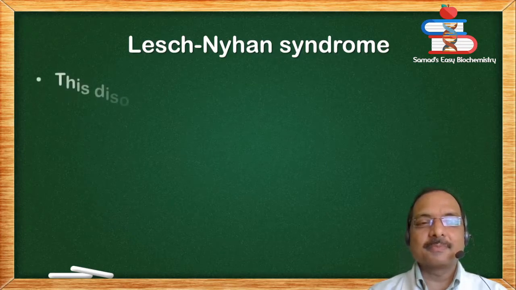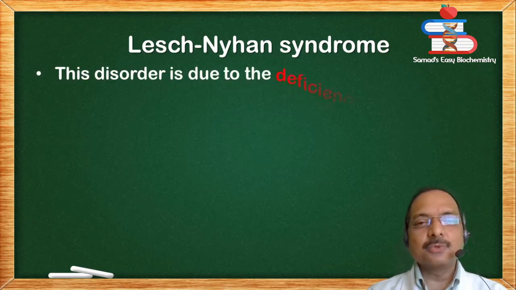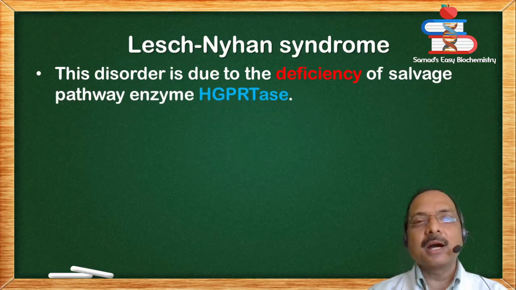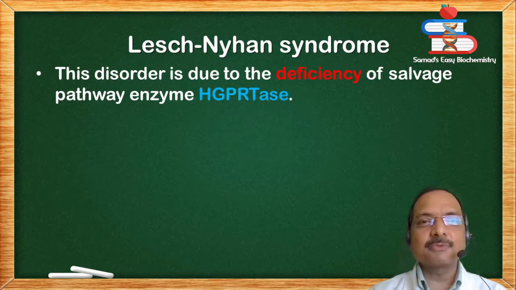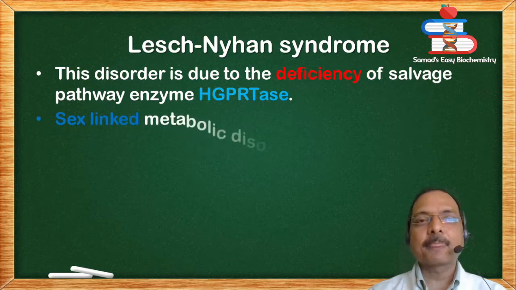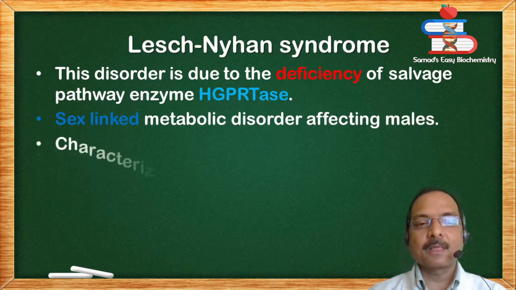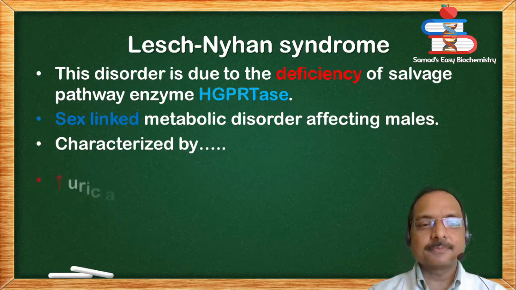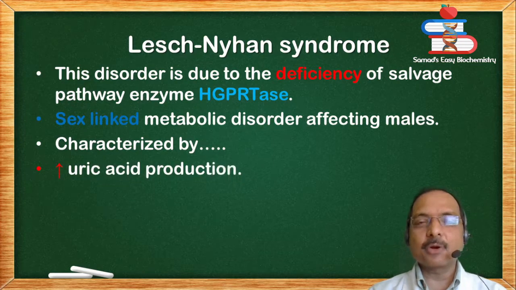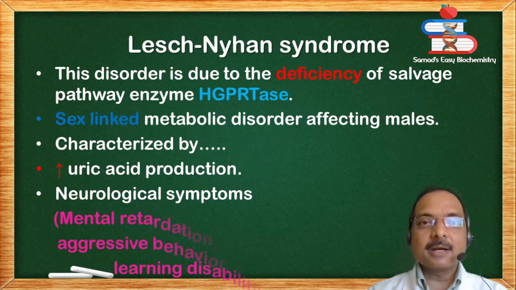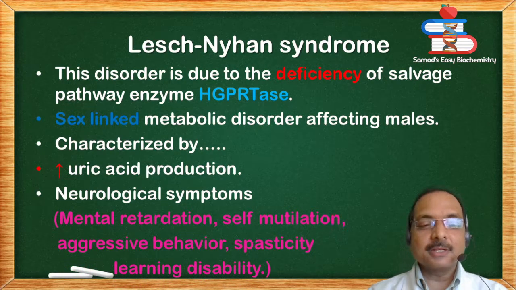Lesch-Nyhan syndrome. This disorder is due to the deficiency of the important salvage pathway enzyme hypoxanthine guanine phosphoribosyl transferase, or HGPRTase. It is a sex-linked metabolic disorder affecting males. It is characterized by increased uric acid production, neurological symptoms like mental retardation, self-mutilation, aggressive behavior, spasticity, and learning disability.